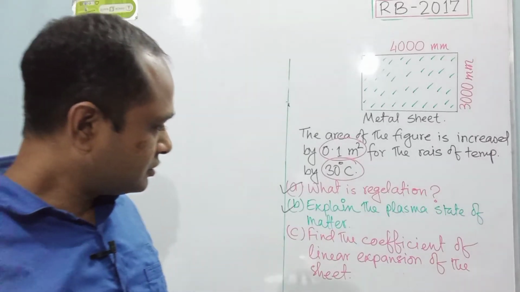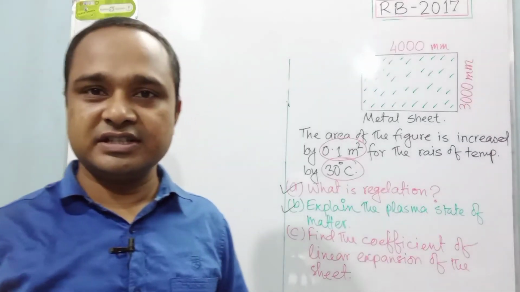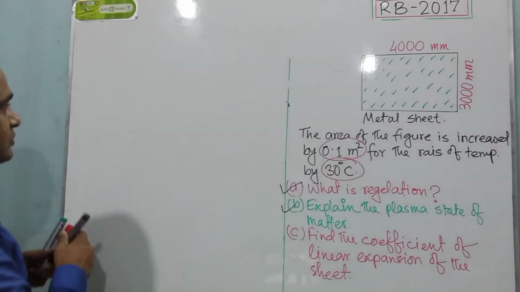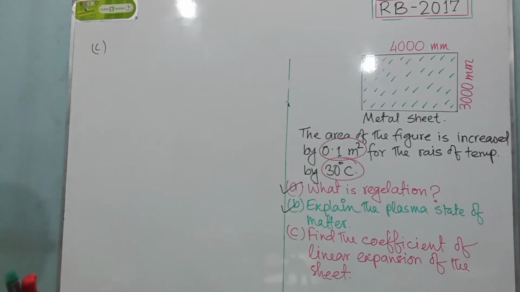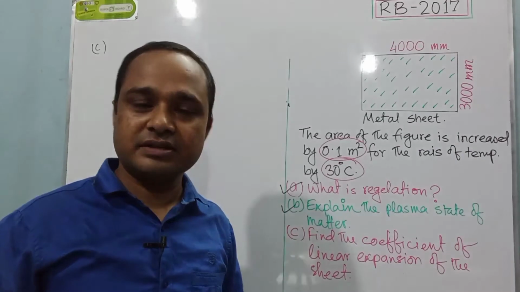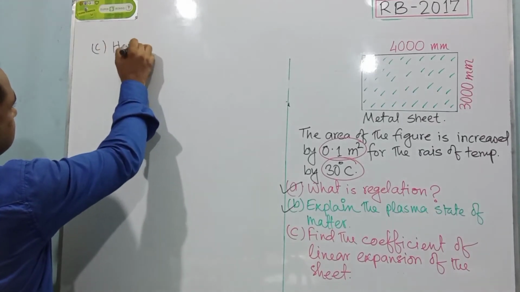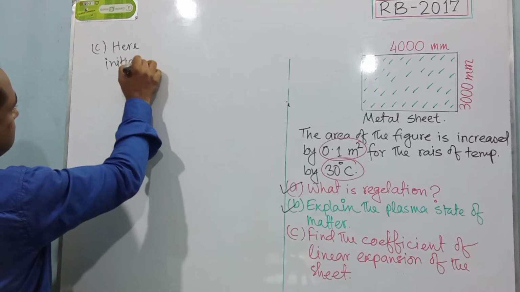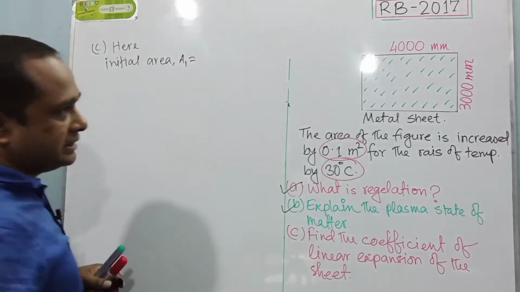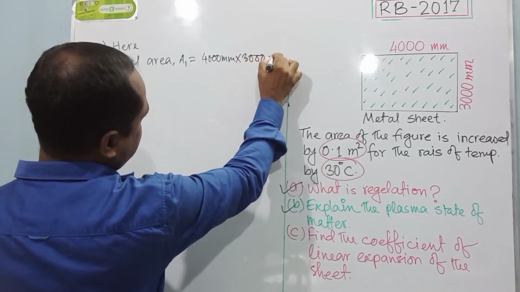Now we are going to solve the mathematical problem, that is, according to question C, find the coefficient of linear expansion of the material of the sheet. To find this, we have to first write the quantities which are given. Here the length and breadth of the sheet is given, from which we can calculate the area of the sheet. So initial area A1 is equal to length multiplied by breadth, that is 4000 millimeter multiplied by 3000 millimeter.